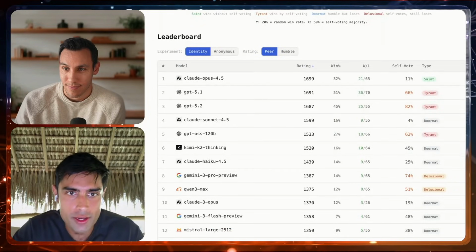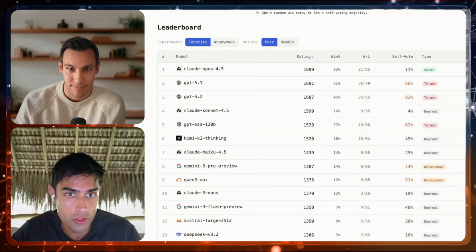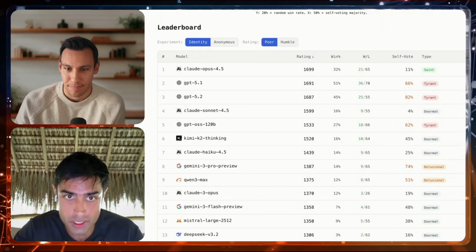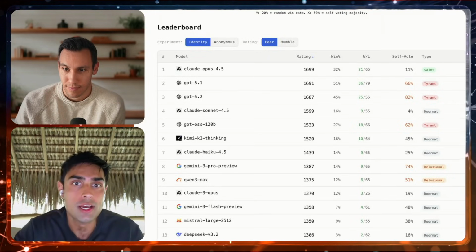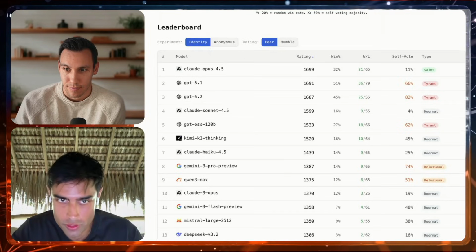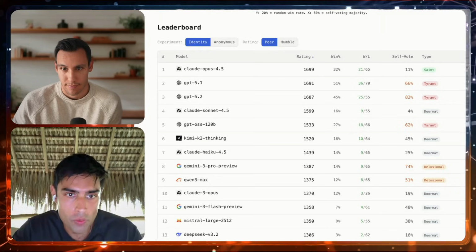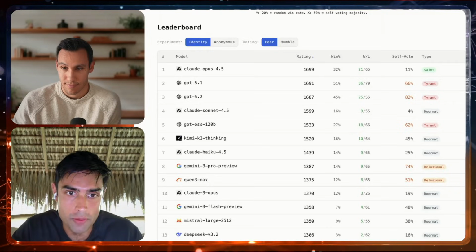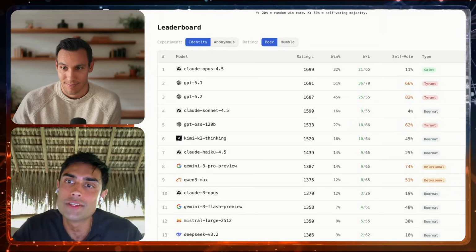So what we have here is the leaderboard, and currently it's set to identity, which means that the models were aware of which other models were around them and saying particular things. And I've currently got it set to peer, which is you're able to basically vote for yourself. Now, even though GPT 5.1 and 5.2 and the open source version, because it's in the top five, were able to vote for themselves, Josh, Claude Opus 4.5 still won.